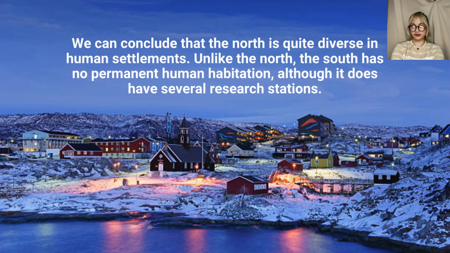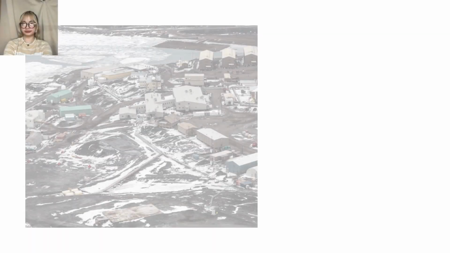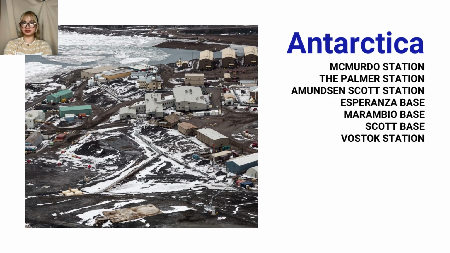Unlike the North, however, the South has no permanent human habitation, although it does have several research stations. To name a few, we have McMurdo Station, which is the largest, run by the U.S., Palmer Station and Amundsen-Scott Station, both by the U.S., Esperanza and Marambio bases, run by Argentina, Scott Base, New Zealand, and Vostok Station, Russia.